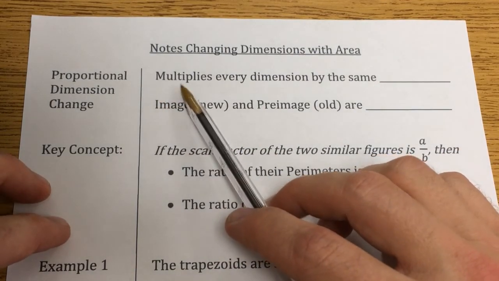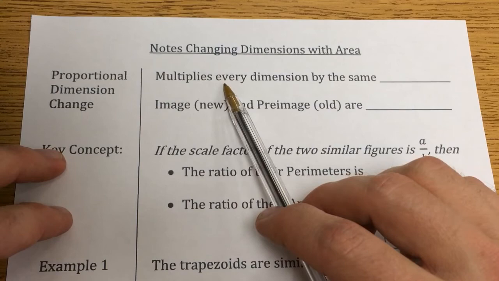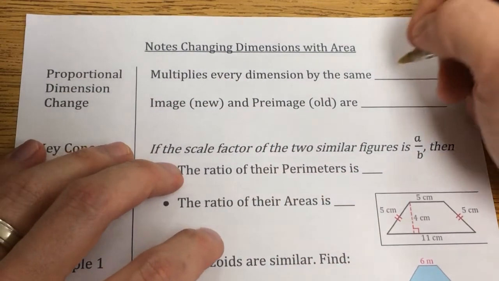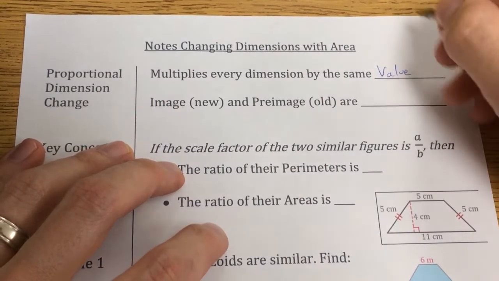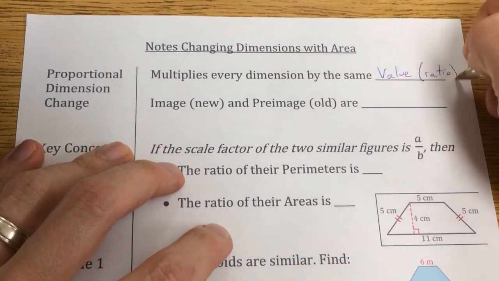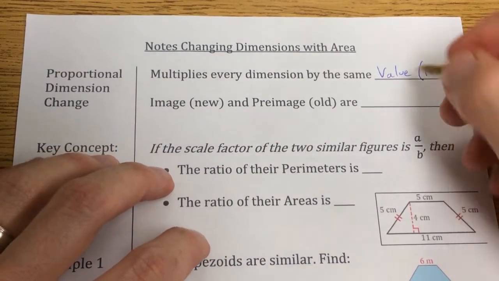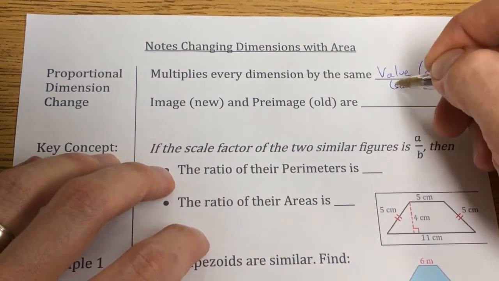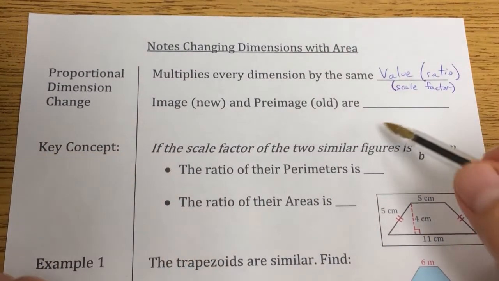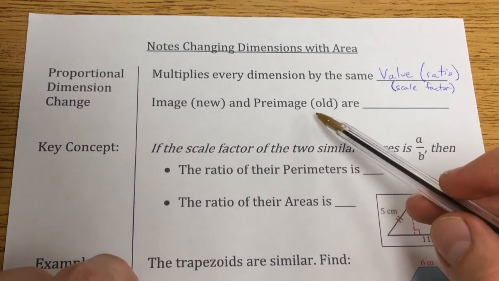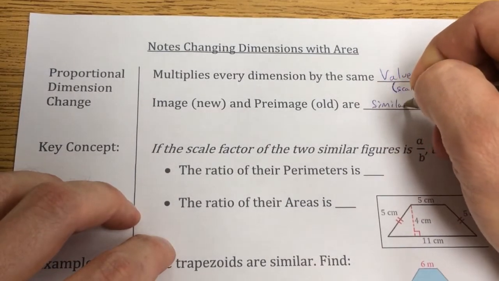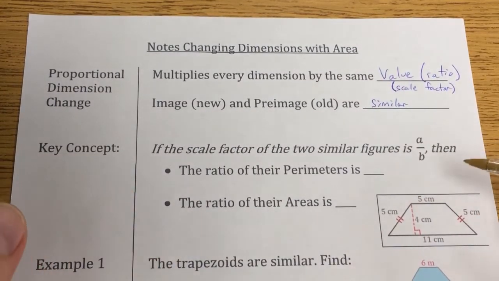Okay, so let's talk about this. What happens is it multiplies every dimension by the same value or ratio. So the same ratio is changed every time. Another word for ratio is also scale factor. So things are changed by the same ratio, same scale factor each time. The image, which is the new thing, and the pre-image, which is the old one, both those figures are similar. So if they're similar, we can find the ratio between them. We can use proportions to go back and forth, stuff like that.